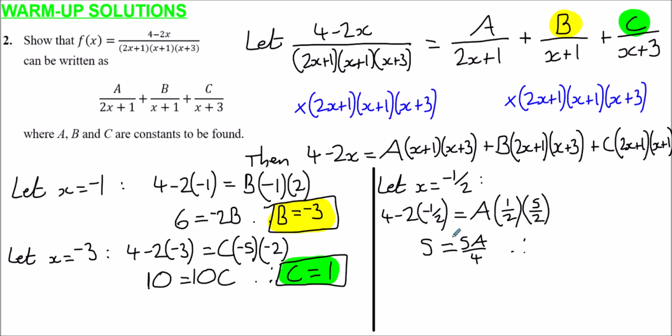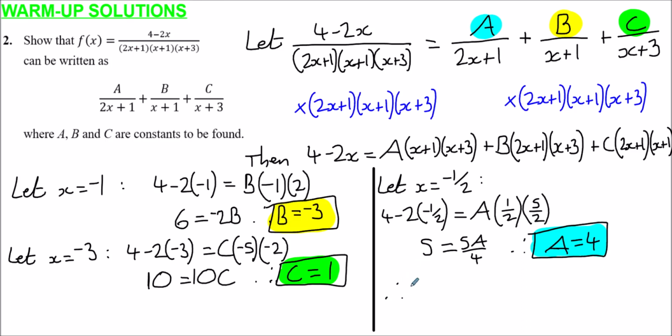Therefore, if I multiply both sides by 4 and then divide through by 5, I can see that a must be, drum roll please, 4. So then we've got everything we need. We found a, b, and c, so therefore we can conclude by saying what f(x) is.